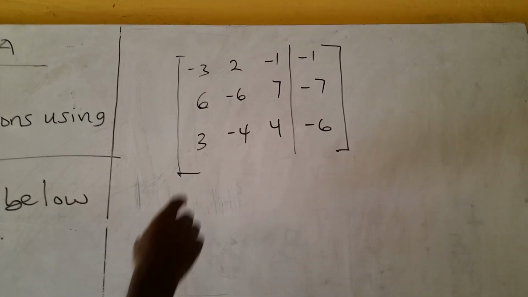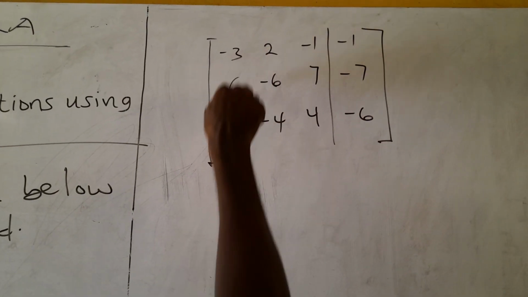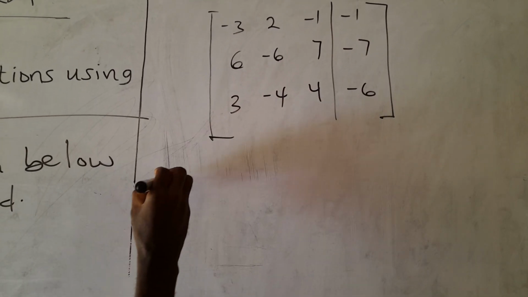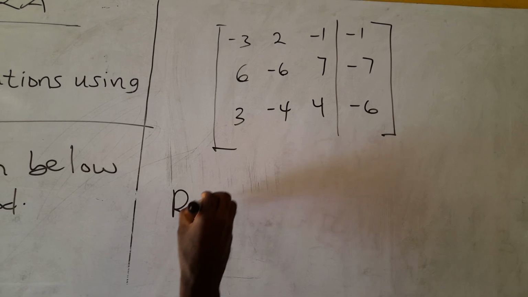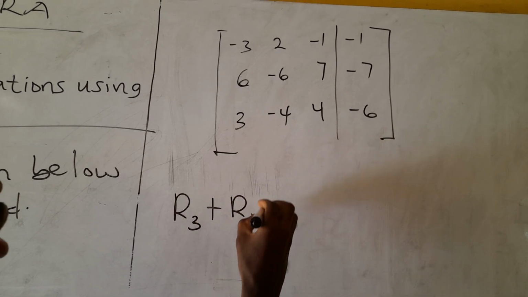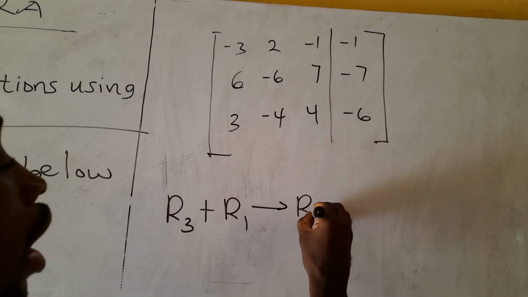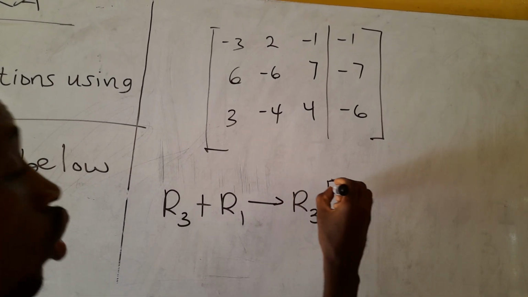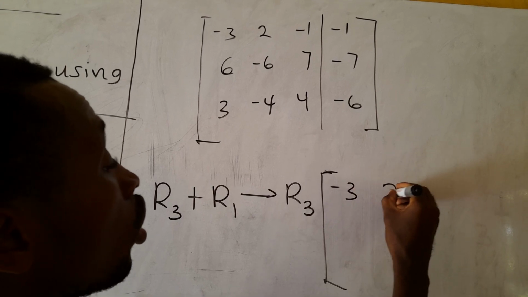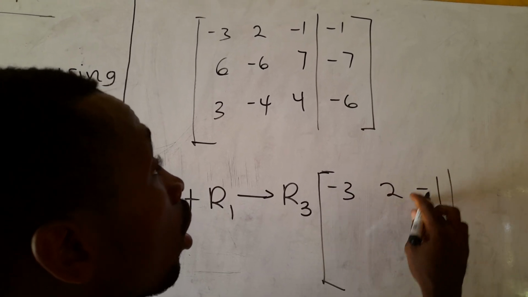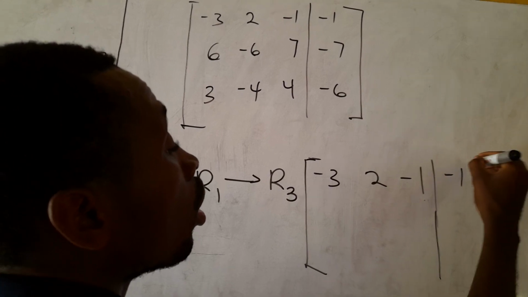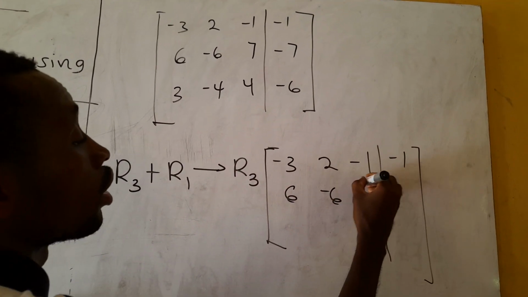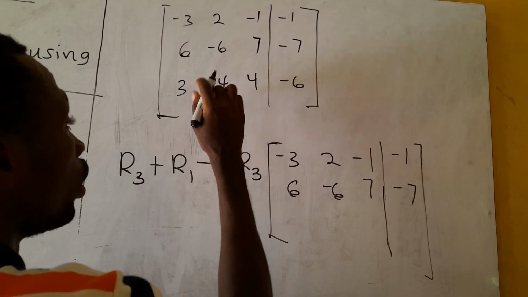So, look at it. I want to make the entry here 0. If I add this to this, the entry here will be 0. So I'll say R3 plus R1 should go into our R3. So the first column and the second column will not be affected. So let's repeat that. Negative 3, 2, negative 1, negative 1. Then we have 6, negative 6, 7, negative 7, only this will be affected.